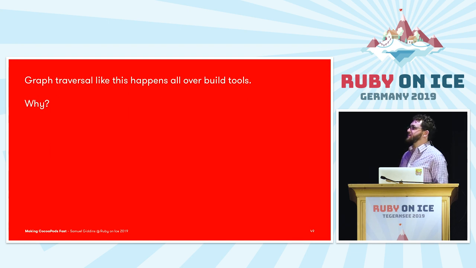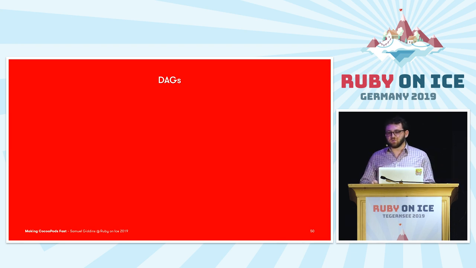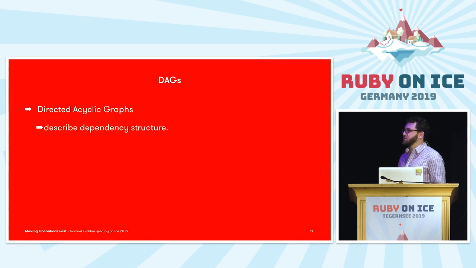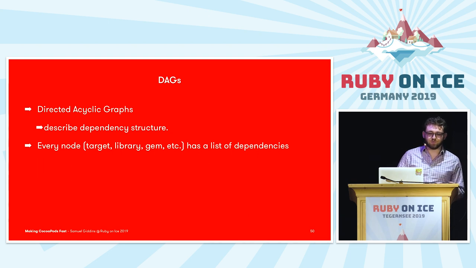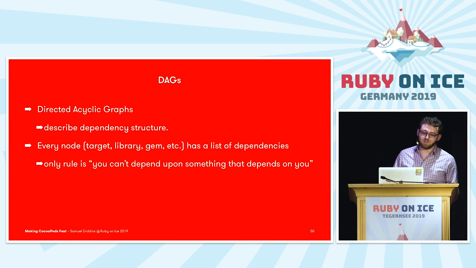So graph traversal like this happens all over build tools. Mostly because build tools love operating on what are called DAGs, which are directed acyclic graphs. And this basically describes dependency structure. So every node, whatever you want to call it, a target, a library, a gem, or a pod, has a list of dependencies. Those dependencies then have their own list of dependencies, and so on. And the only rule is, you can't have a cycle. You can't depend on something that depends on you.